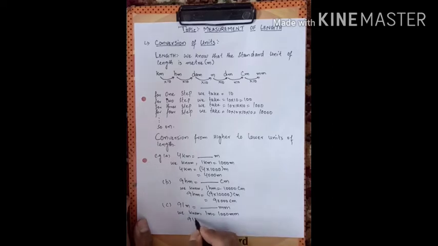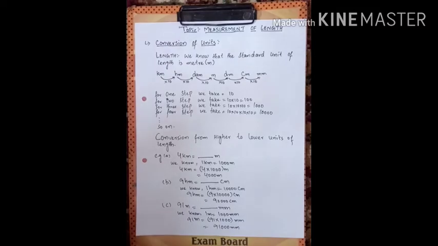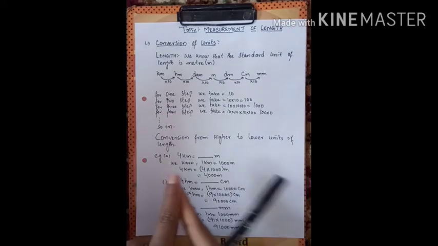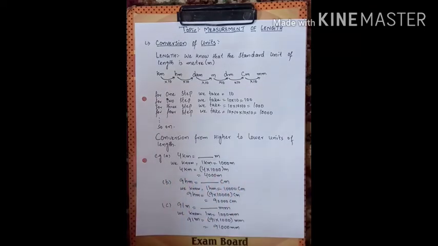So 91 meter is equal to 91 into 1000 millimeter, which is equal to 91,000 millimeter. This is all about the conversion from higher to lower units of length.